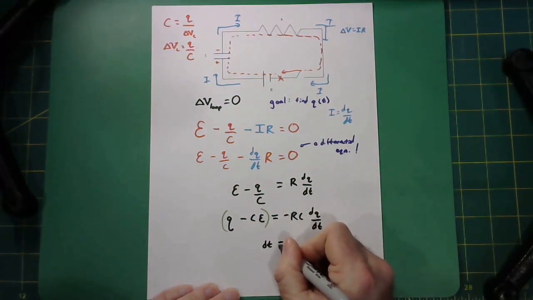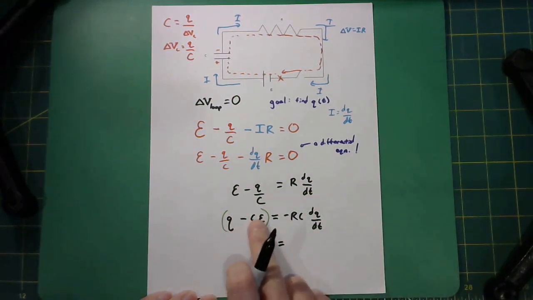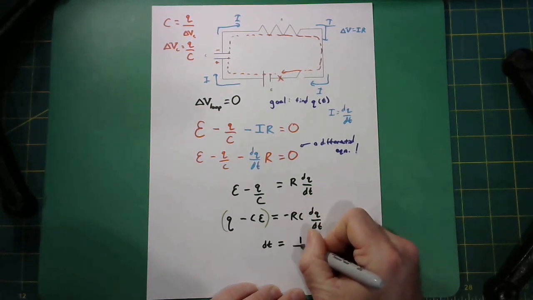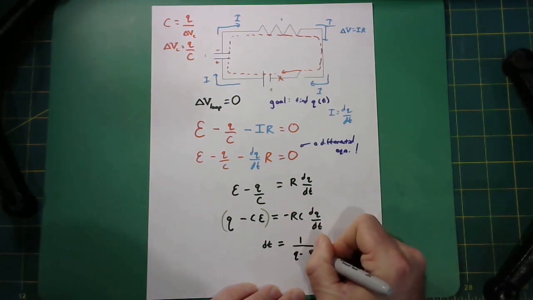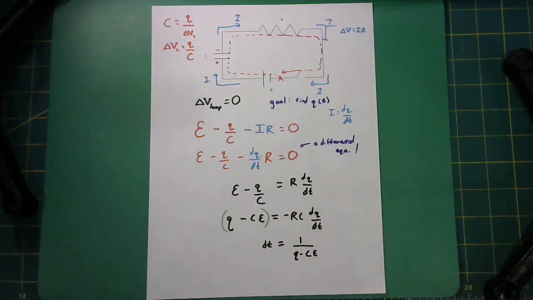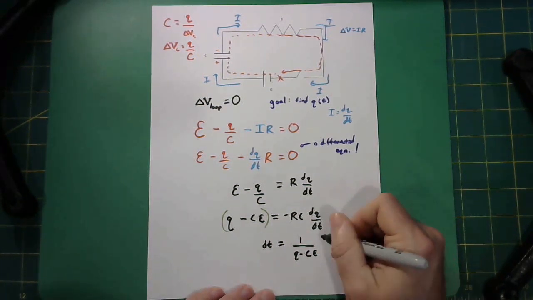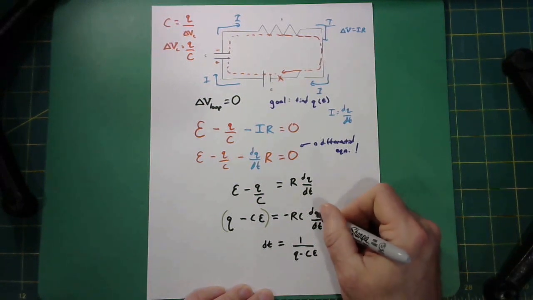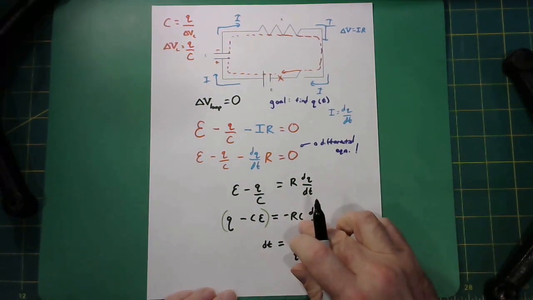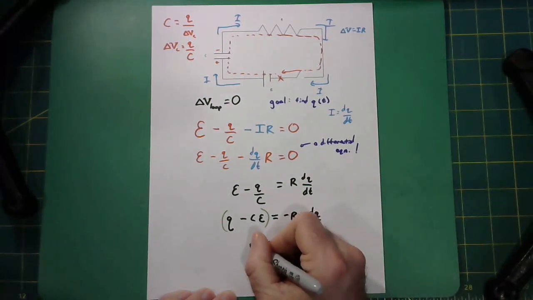Dividing both sides by this thing in green, q minus C times EMF, means I'm going to have a 1 over q minus C. Did I say epsilon naught? That's not right, I'm sorry. This is the EMF, it's not epsilon. It's a script E. The dq I'm leaving there. This negative RC, I'm going to divide out both sides by negative RC.